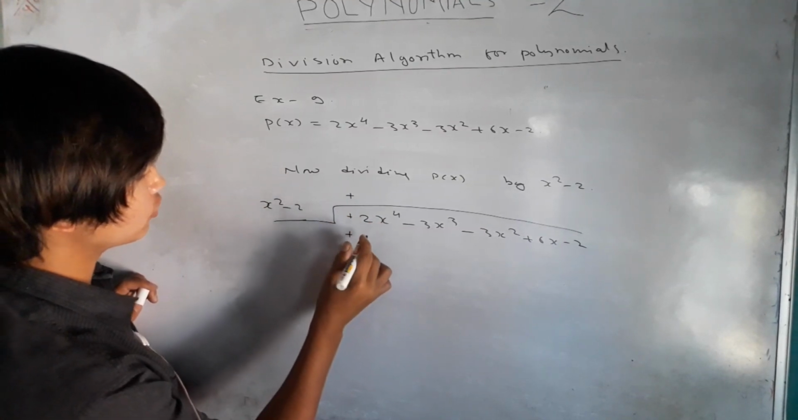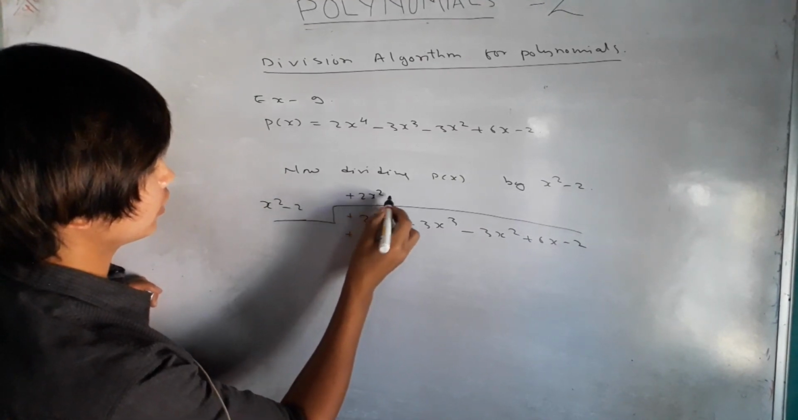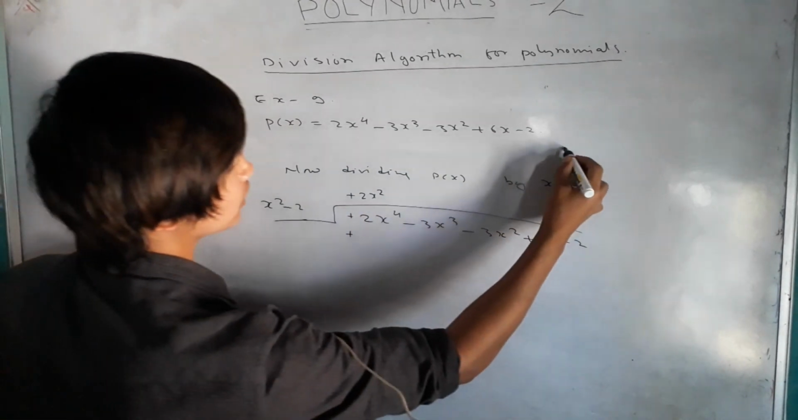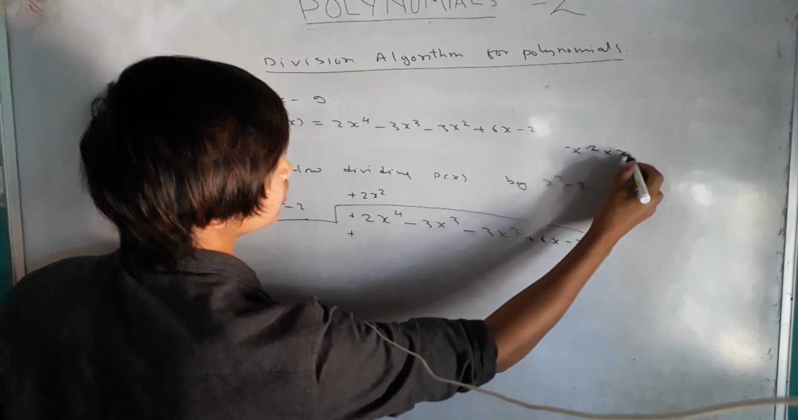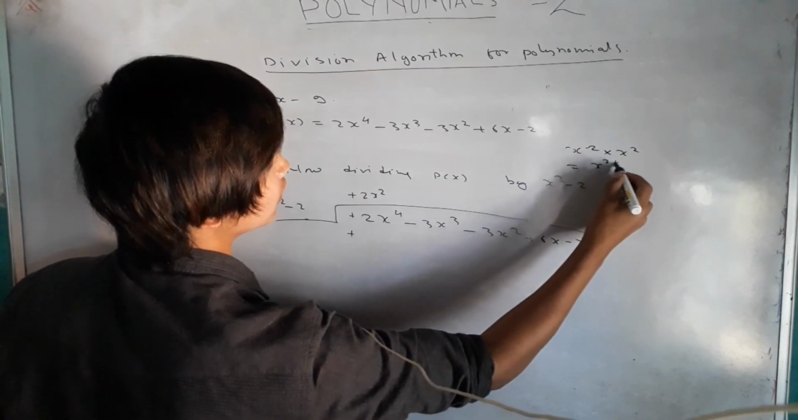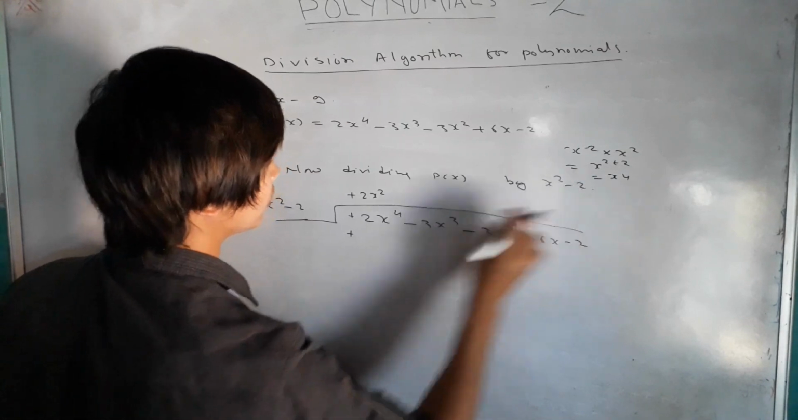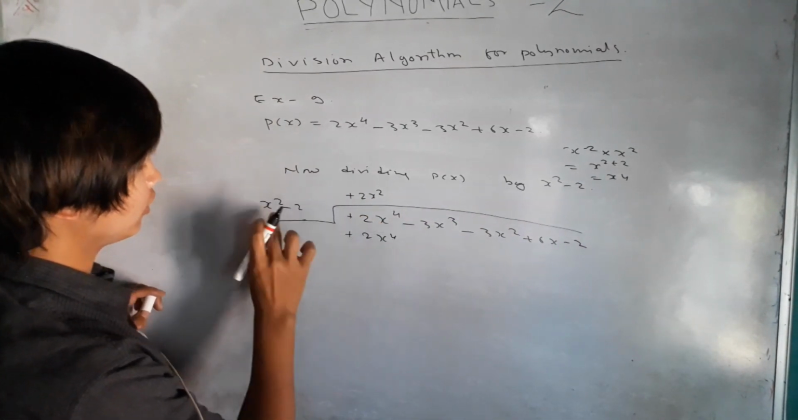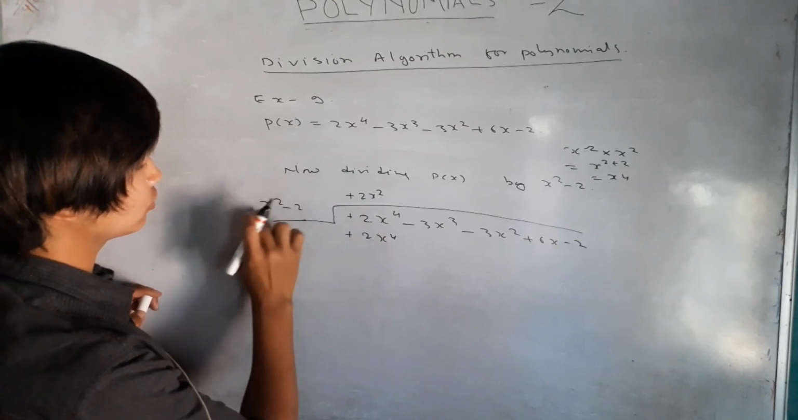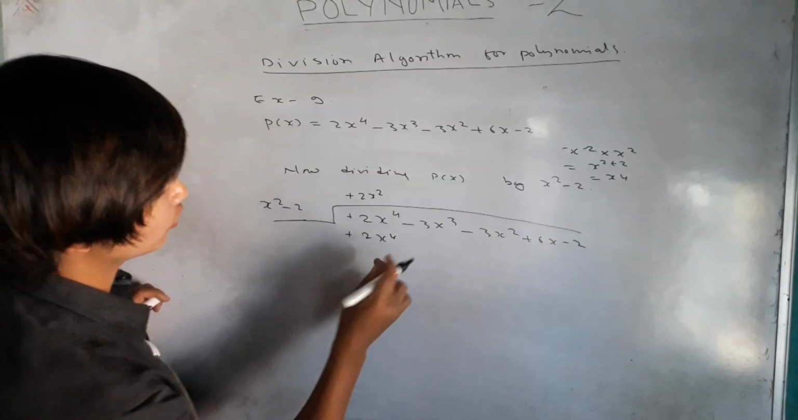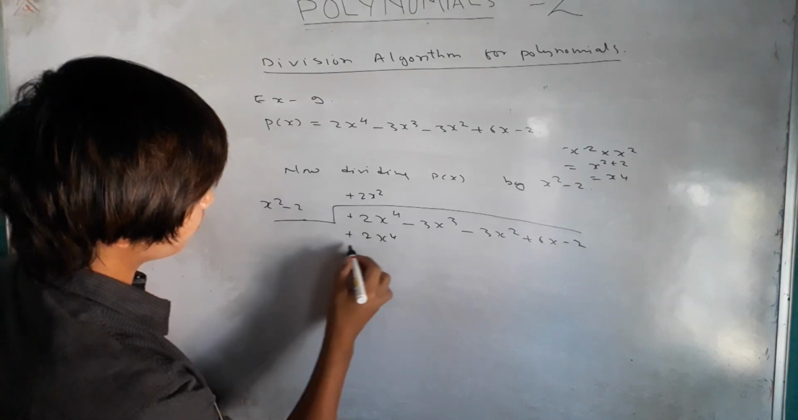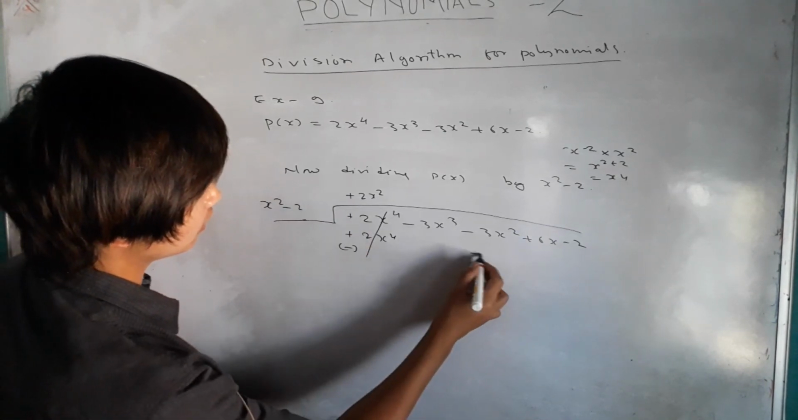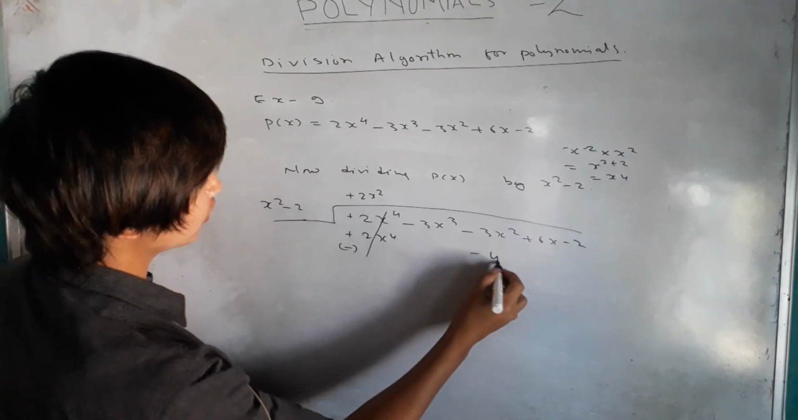x square, how many times to get 2x to the power 4? 2x square. How? x square into x square, the base is the same so the powers add, so x to the power 4, and with the 2 it will be 2x to the power 4. Always remember, x into x square will be x cube. Opposite sign, negative, so it will cancel out. Minus into plus, minus 2 into 2, is 4x square.